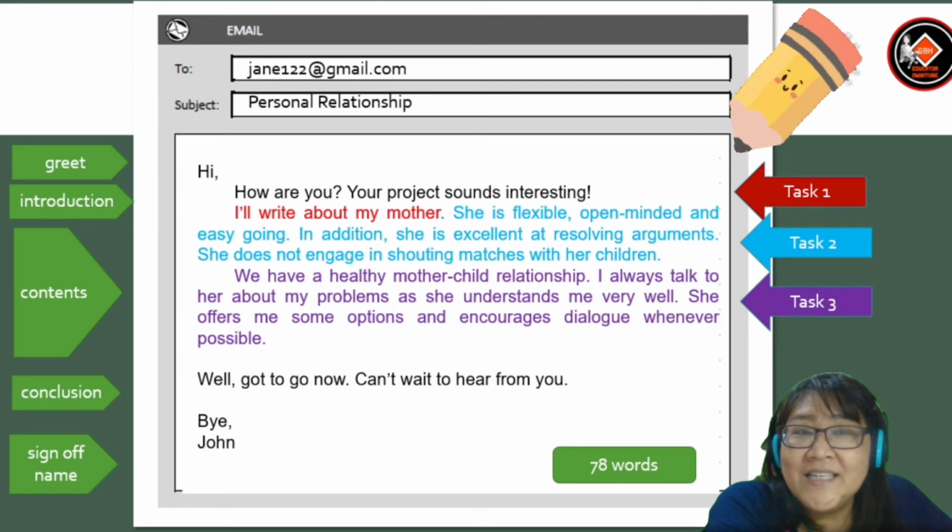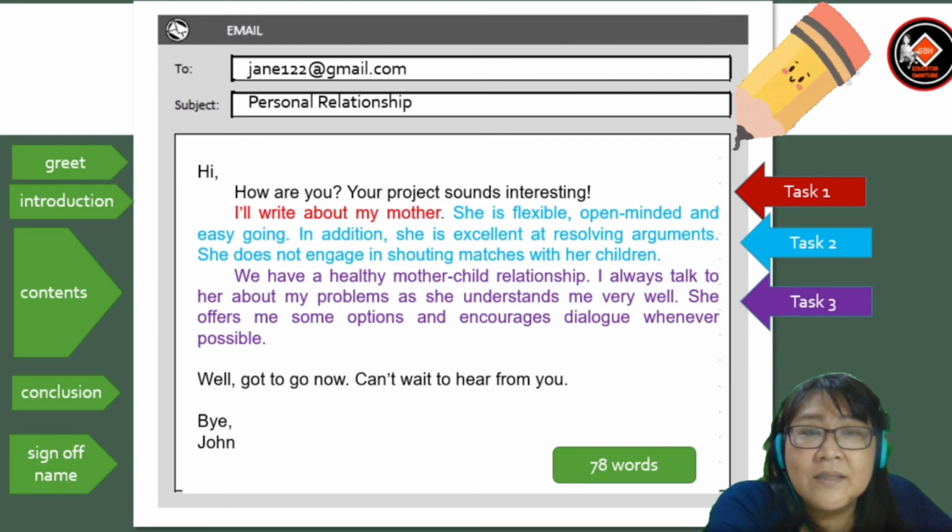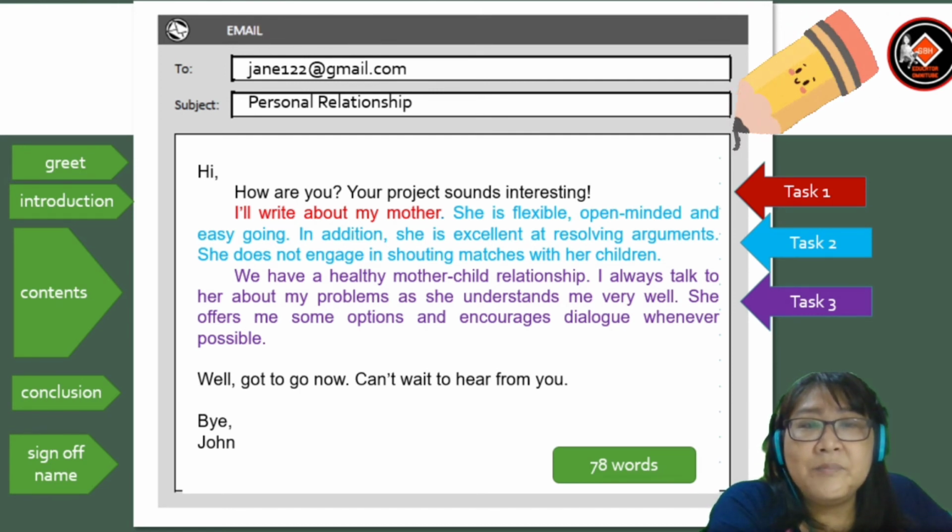So the greeting, hi, how are you? Your project sounds interesting. So this is the introduction. And then let's look at the contents. So you must answer the 3 tasks. So the first one, who is the person? So you can write, I write about my mother. And then the second task is to describe her personalities.